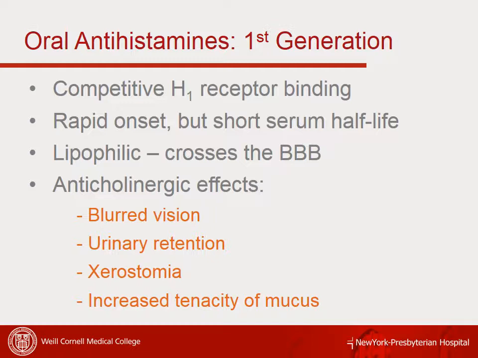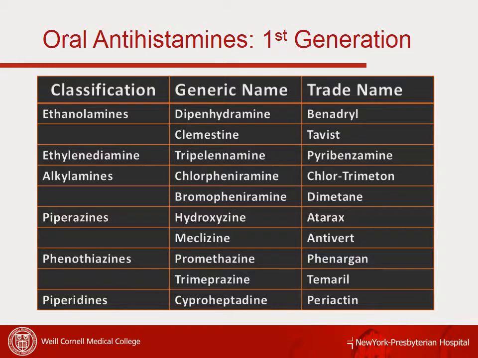So the first generation oral antihistamines, they demonstrate competitive H1 receptor binding. They have a very rapid onset, but a short half-life in the serum. They do cross the blood-brain barrier, and this is what gives some of their untoward side effects. They can have anticholinergic effects, like blurred vision, urinary retention, xerostomia, and also thickening up of the mucus, which is something that many of our patients really don't want. And these are some of the generic and trade names for the first-generation antihistamines.